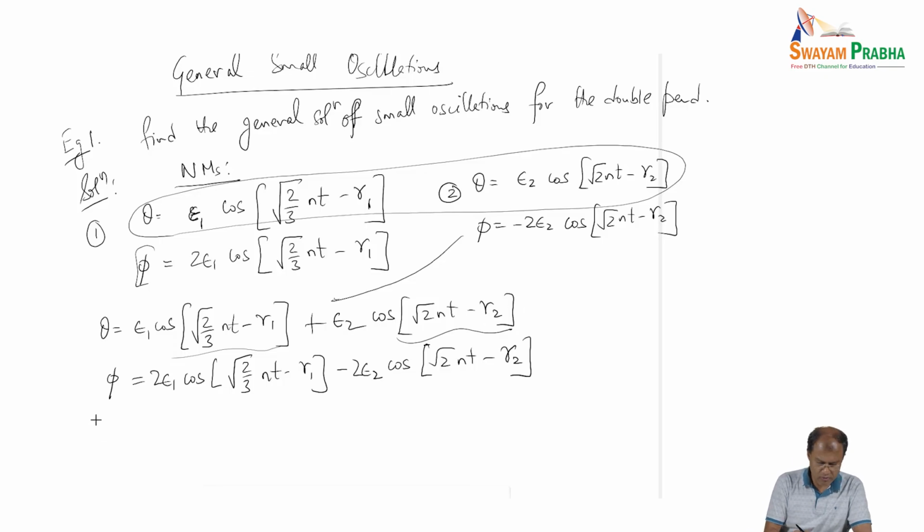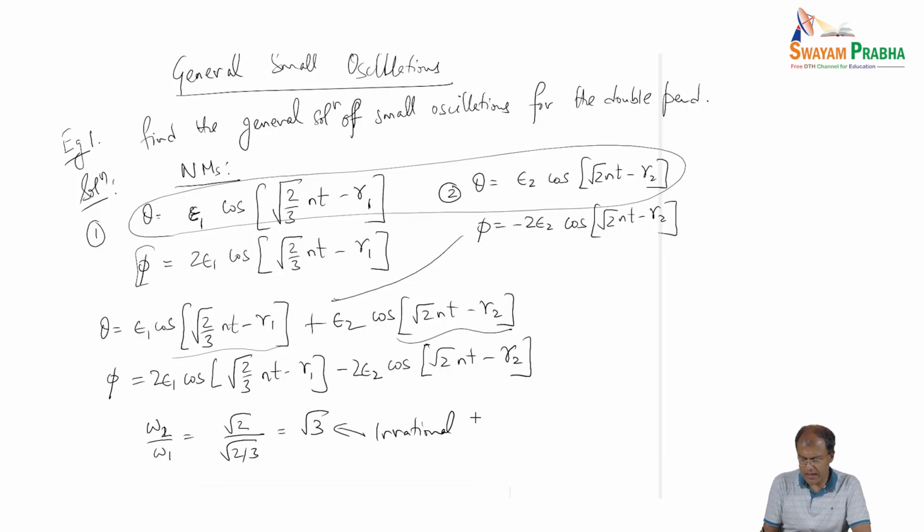So if we find the ratio of the two frequencies, omega 2 by omega 1 here, the ratio is square root 2 by square root 2 by 3, which is square root 3. So this is an irrational number, which means that we cannot have a common period of this solution. So this is a non-periodic system.